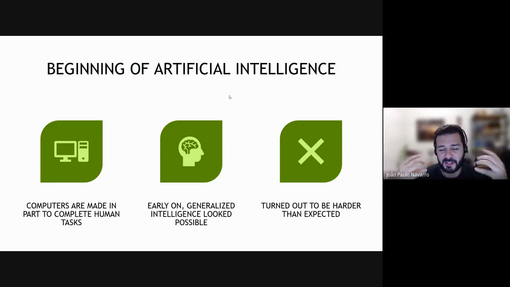The challenge, the difference from what we have today, is that the algorithms we have nowadays are way more robust and solve way more complex problems than what was developed years ago. So we're talking about, for example, the 50s, right? Around 1950 is when the term artificial intelligence was introduced, right?